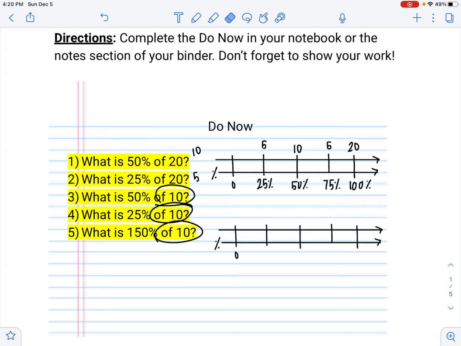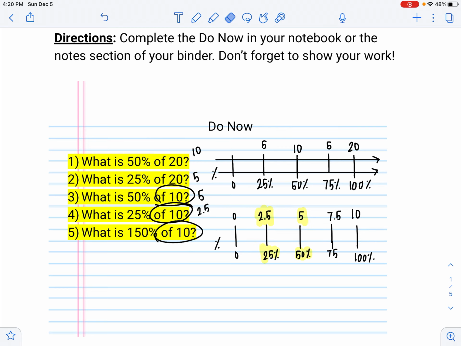So I'm going to adjust my number line. This time, my 100% will be 10. Again, I'm splitting up 100% into 4 groups. Each group has 25%. And if I split 10 up into 4 groups, each group has 2.5. And so I know that 50% is 5. I know that 25% is 2.5. And I could extend my double number line in order to find 150%. It would look something like this.